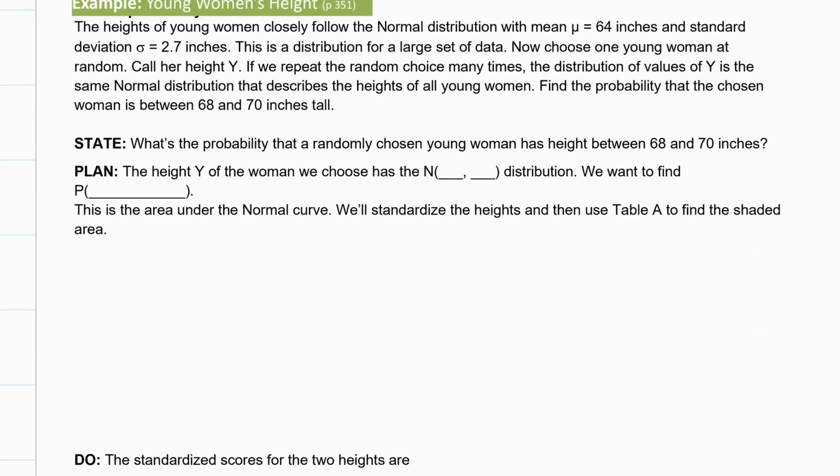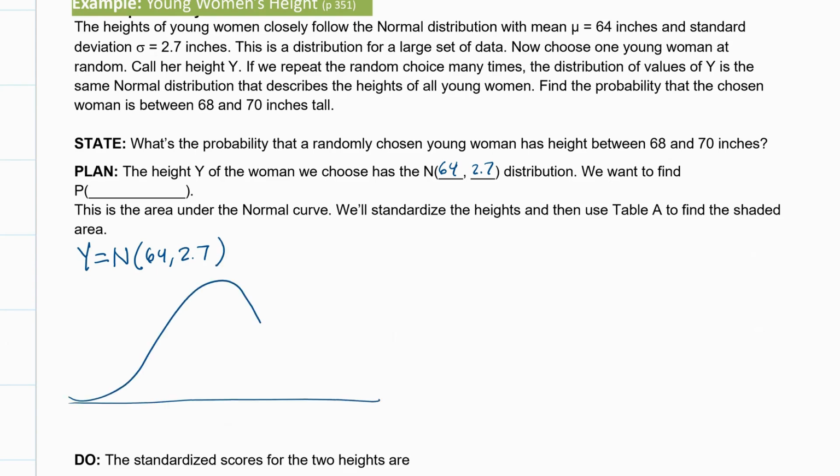So first of all, the height Y is again part of a normal distribution with a mean of 64 and a standard deviation of 2.7. Let me write that again. Y is a normal distribution with a mean of 64 and a standard deviation of 2.7. Or we can draw it out.